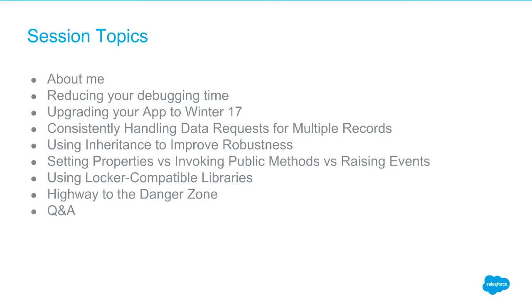We'll look at setting properties versus invoking public methods versus raising events. If you work with a lot of the different out-of-the-box components with Lightning, you may have some confusion in terms of what the best practice is for rolling your own components. There are some components you affect out of the box by firing an event. Others you call a method. Still others you deal with attributes. So we'll maybe talk about that a little bit and when you should use each technique.